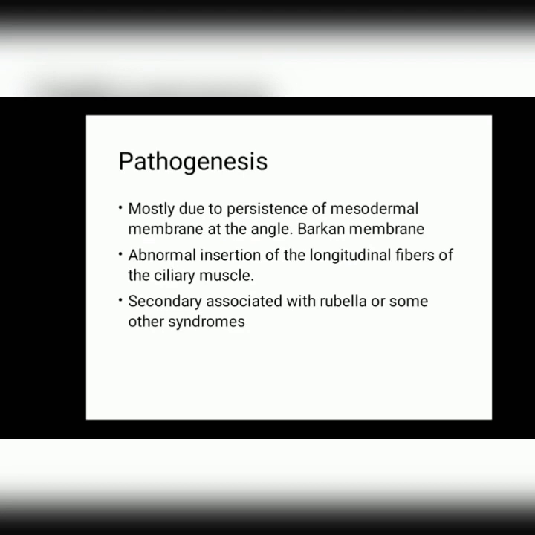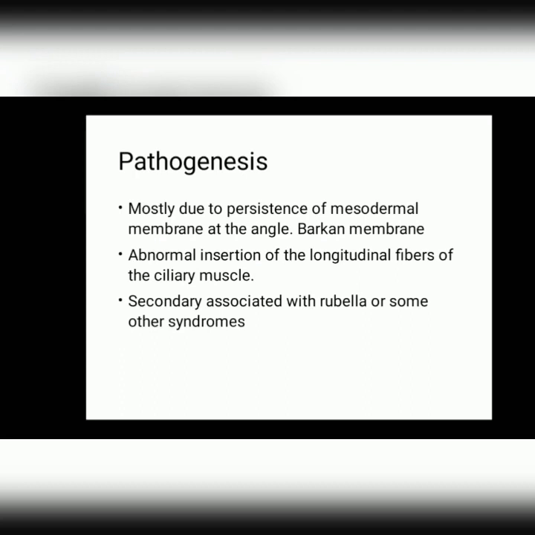What is the pathogenesis? How does it occur? Congenital glaucoma may be primary or secondary to other disease, such as infection, or associated with other syndromes like Sturge-Weber syndrome. Sturge-Weber syndrome is a congenital glaucoma associated with hemangioma at or along the distribution of the ophthalmic division of the trigeminal nerve. It's also associated with many syndromes, but primary is more common.